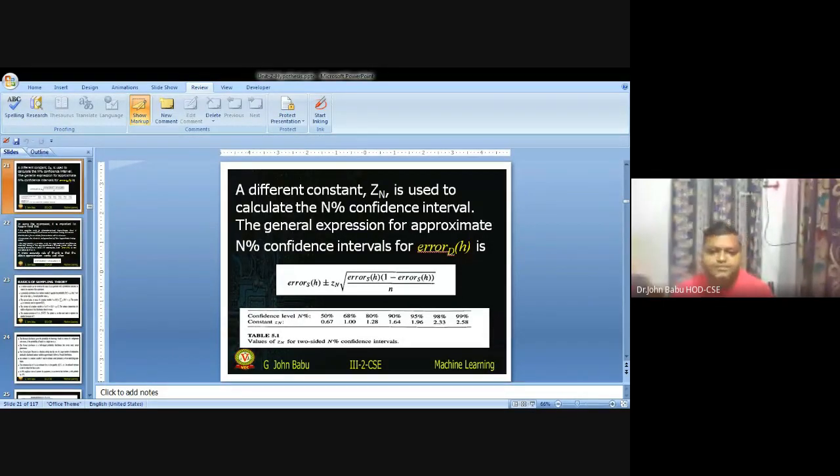So these are some basics of sampling theory. What is mean? Mean and variance: the sum of y minus mean whole square, that is the variance, and variance square root is the standard deviation.